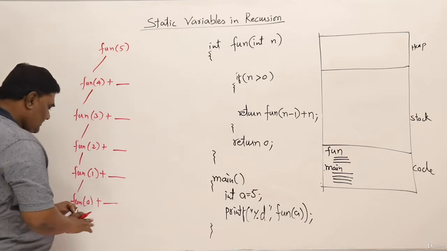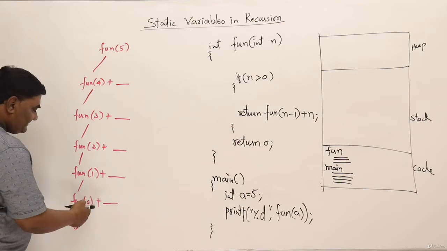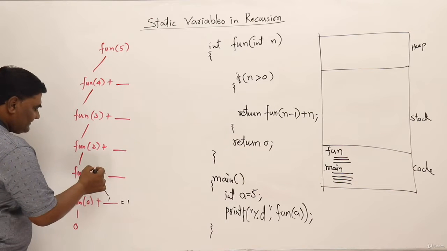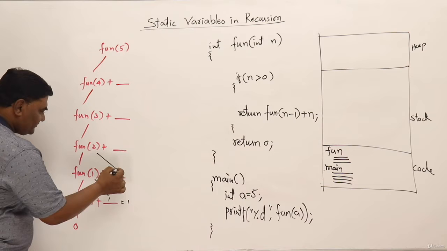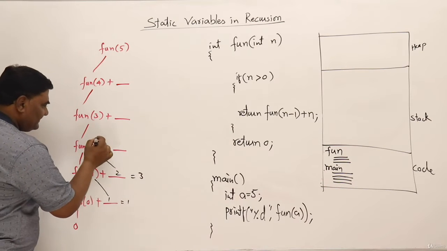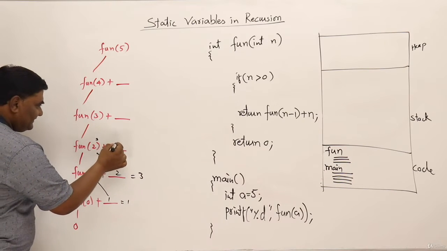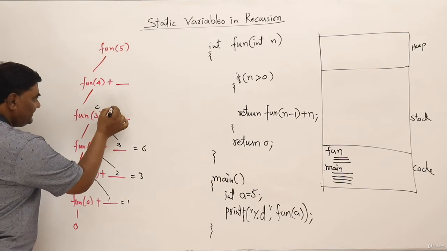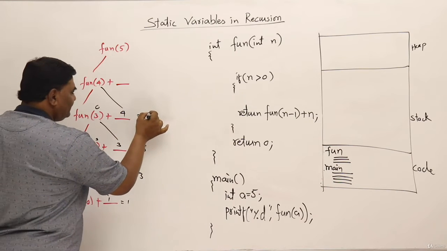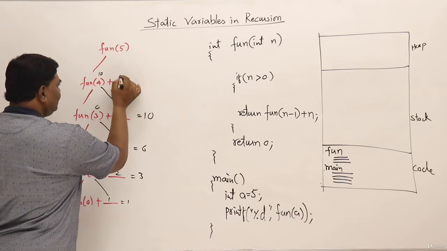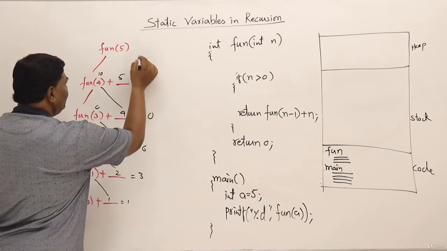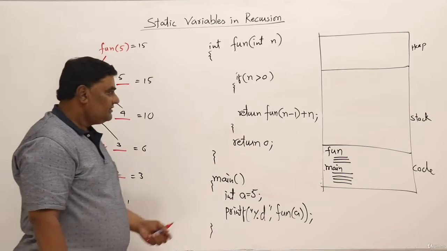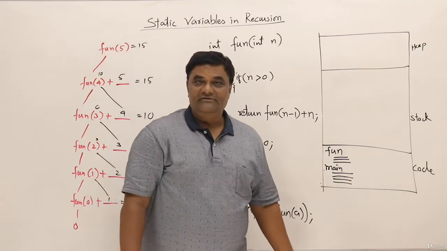This is 0. Now when it goes back, this is 0 plus 1, this is 1, so this will be 1. And the result of this one is 1 plus 2, so this will be 3. Then the result of this is 3 and this is 3, so this will be 6. So the result of this one is 6 plus 4, this will be 10. The result of this one is 10 and 5, so this will be 15. So the result of this is 15. So this is the tracing of the function when it is called upon value 5.